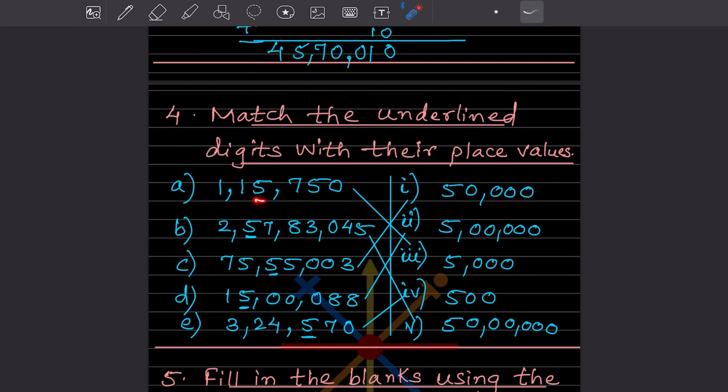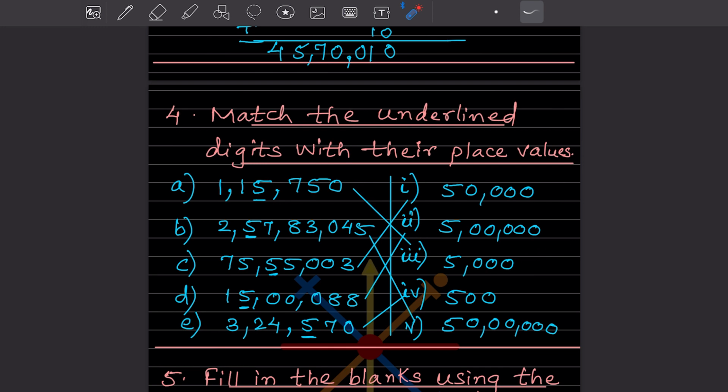Now, in here, 5 is underlined. So now let us see ones, tens, 100, and this is 10. This is thousands. So thousands means 5 is underlined, 5 into 1000. So that is going to be 5000. This 5000 is the answer.